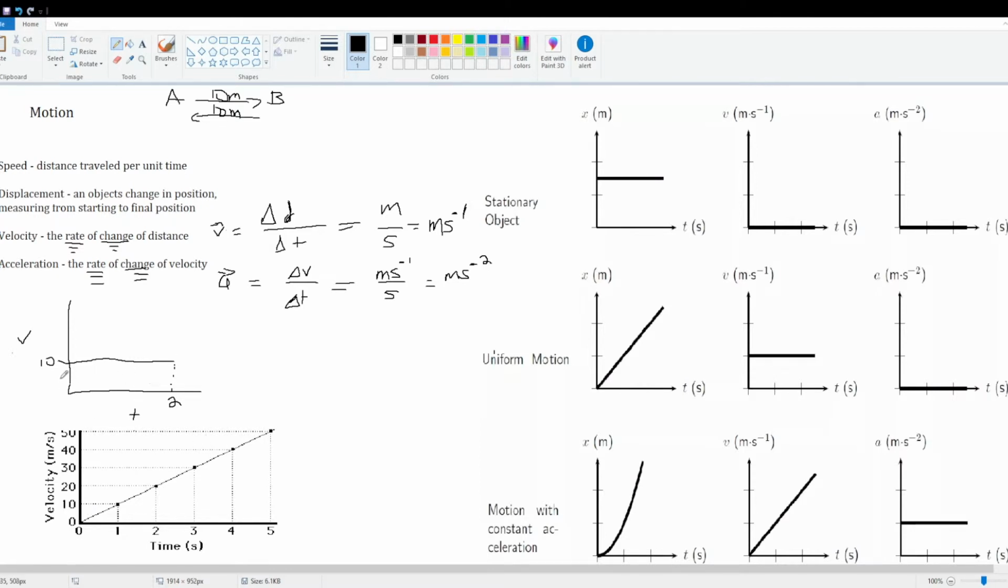So let's say this is a velocity time graph, which it is. I'm in a car, it's going 10 meters per second, and it's not accelerating, it's staying at 10 meters per second for 2 seconds.